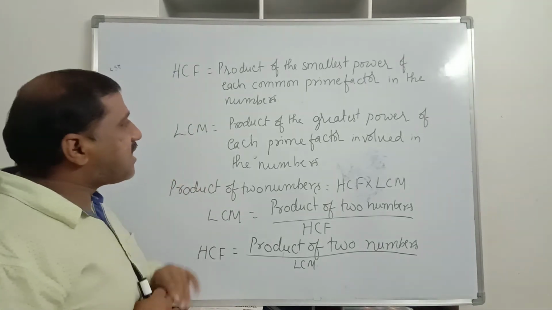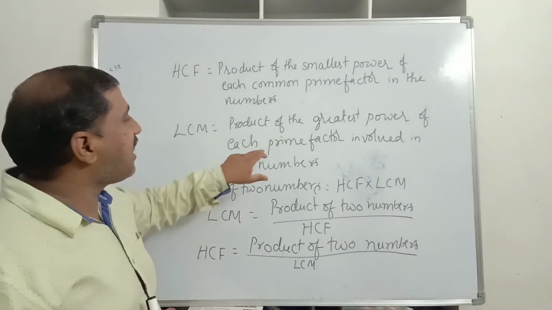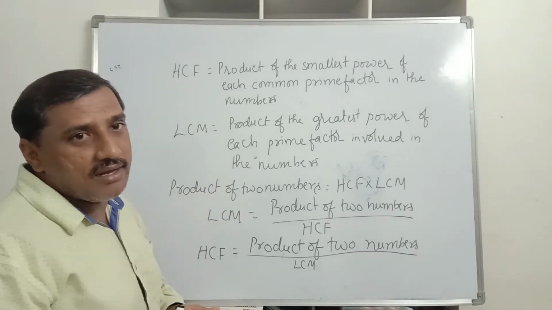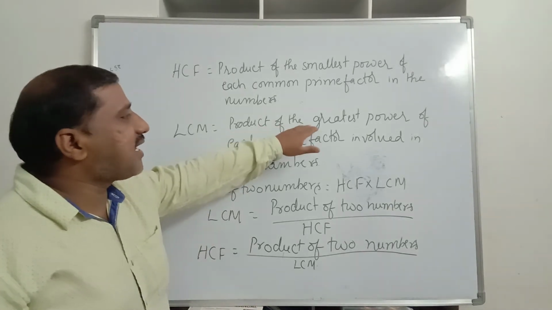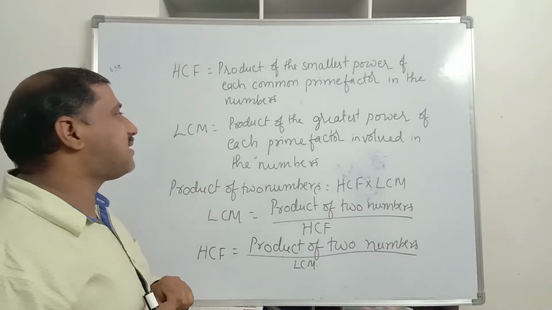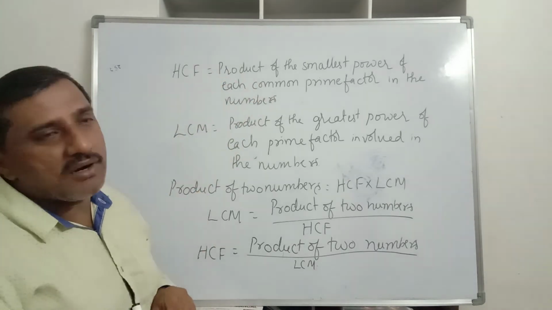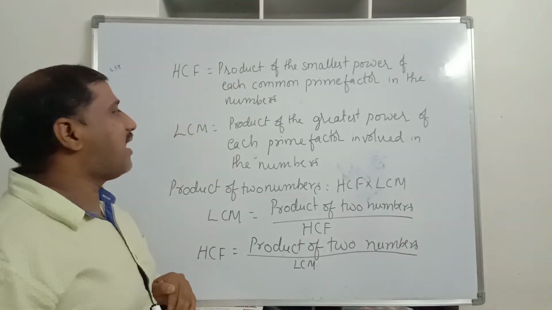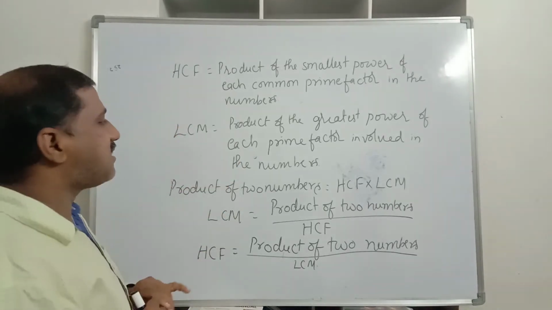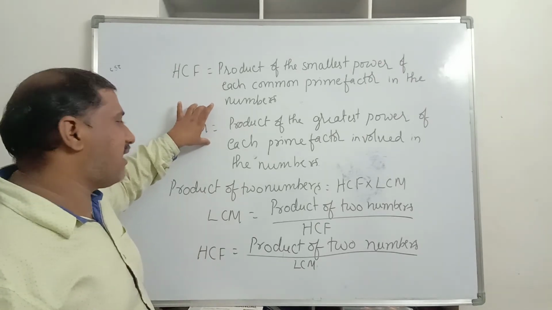Whereas LCM is the product of the greatest power of each prime factor involved. Here it is not only the common factors. The product of the greatest power of each prime factor involved in the numbers is the LCM, whereas HCF is the product of the smallest power of each common prime factor. That is the difference between HCF and LCM. Now we use this while finding the LCM and HCF of the given numbers.